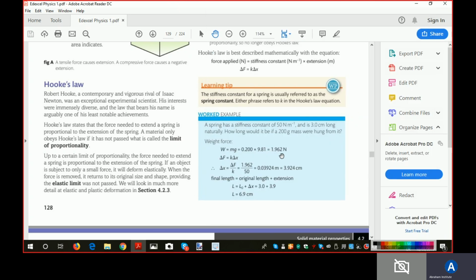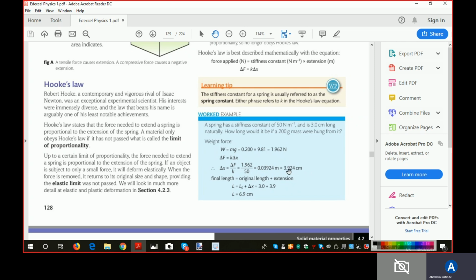They first find the weight of the object that is hung, and you can see they make that equal to delta F, because that is also equal to the size of the force in the spring. And this delta X is the extension. Now K is given, so we make delta X the subject of the equation. K is 50, all are in SI units, so we get our answer also in SI units. Then we can convert it to centimeters.